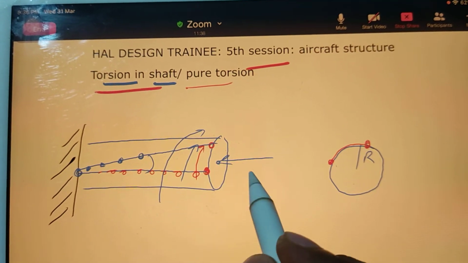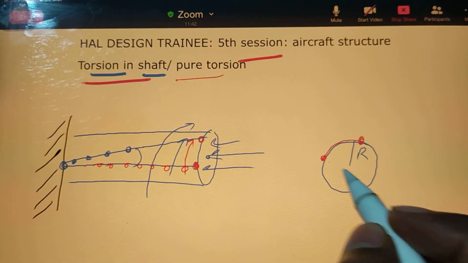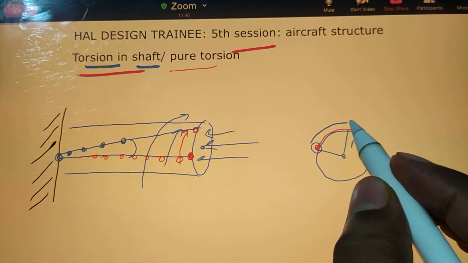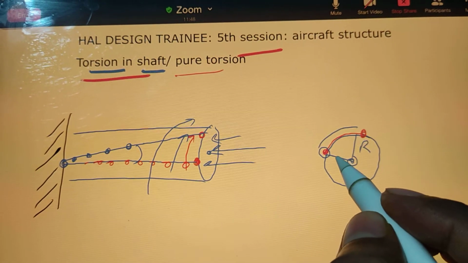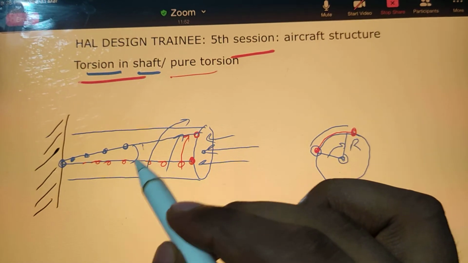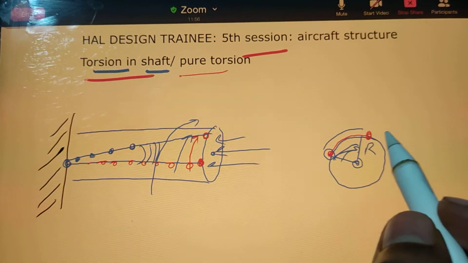Now what is happening in this cross section? Let's understand that. In the same way, you join this from the center. So this point will shift here, but the center point will not shift. So here again you have some angle. So one angle is here and one angle is here. They both are different angles.